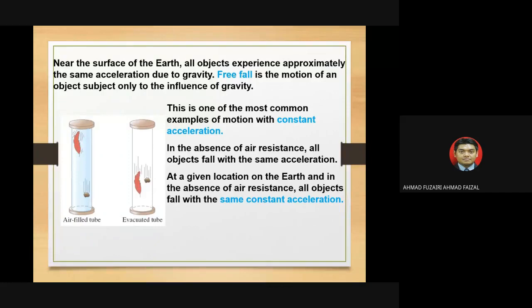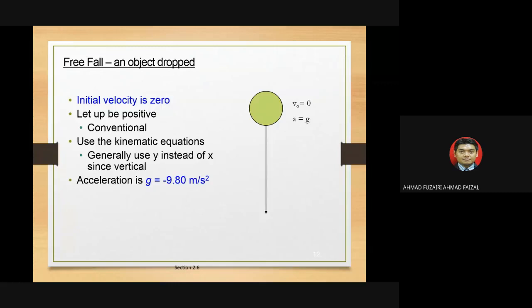Near the surface of the Earth, all objects experience approximately the same acceleration due to gravity. Free fall is the motion of an object subject only to the influence of gravity. In the absence of air resistance, all objects fall with the same acceleration. At a given location on the Earth and in the absence of air resistance, all objects fall with the same constant acceleration. The expression of free-falling object doesn't necessarily refer to an object dropped from rest, but it also refers to the object thrown upward or downward.